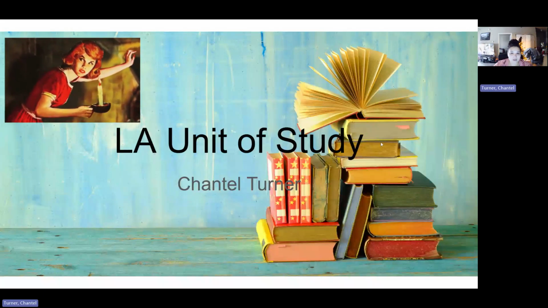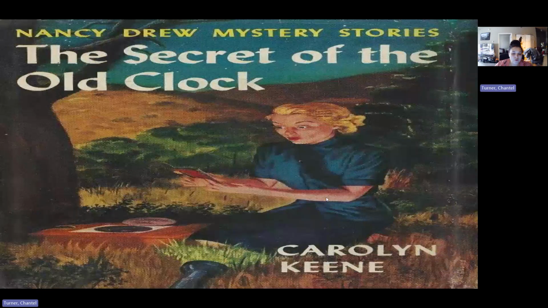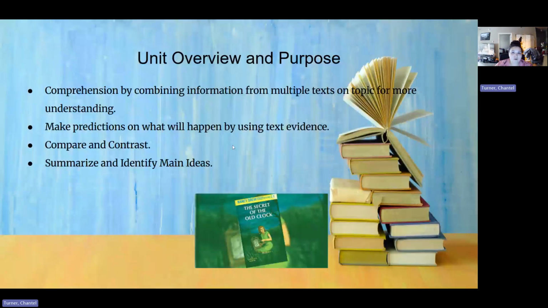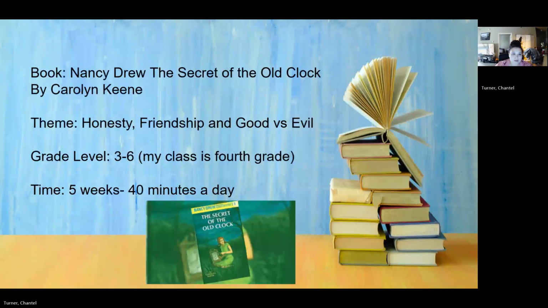Okay, my LA unit of study. The book I chose is The Secret of the Old Clock by Caroline Keene. The unit overview and purpose: comprehension by combining information from multiple texts on a topic for more understanding, make predictions on what will happen by using text evidence, compare, contrast, and summarize and identify main ideas.